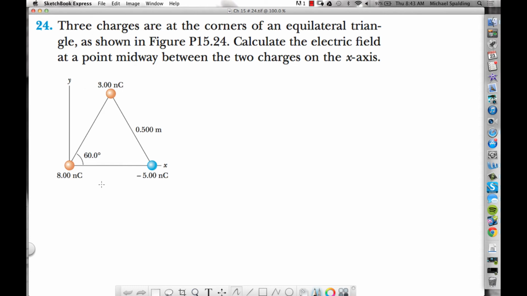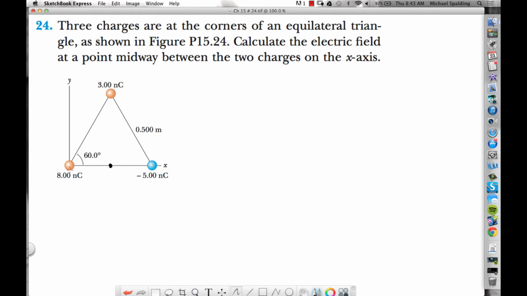So we have three charges at the corners of an equilateral triangle. Each side is 0.5 meters, and we're given the charges. Calculate the electric field at a point midway between the two charges on the x-axis. So we're focusing right here.